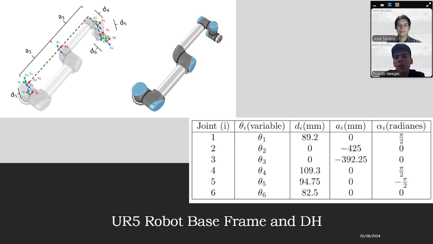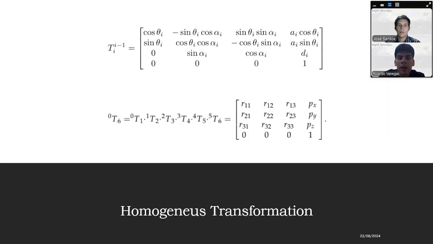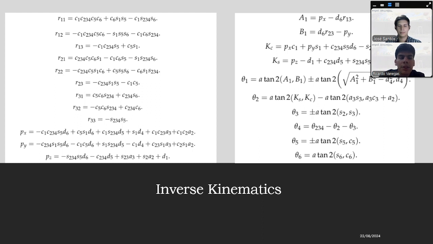First of all, we define the DH parameters to get the forward kinematics for every joint. With the homogeneous information, multiplying for every frame, we get the matrix of homogeneous transformation, and the expression we can see here. So for the inverse kinematics, see beside.